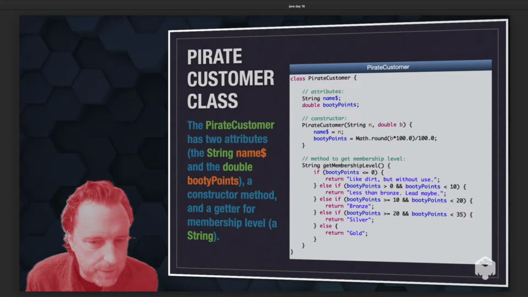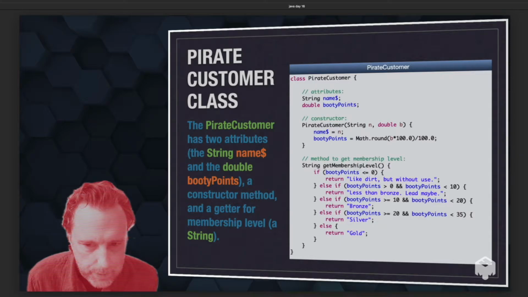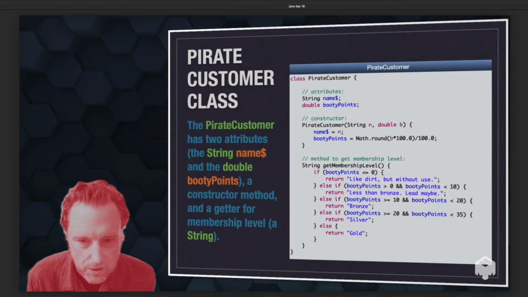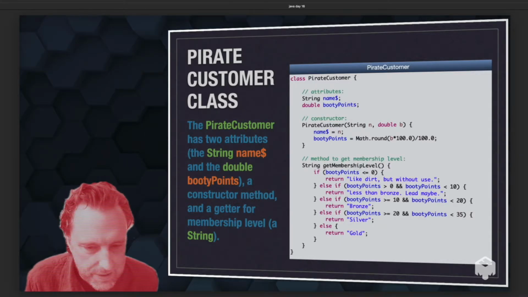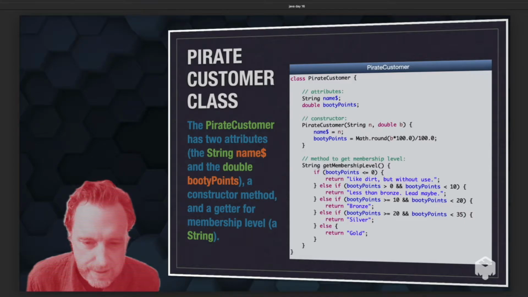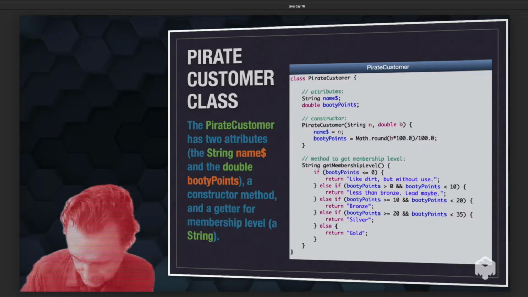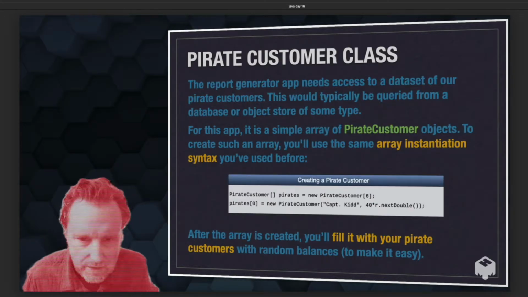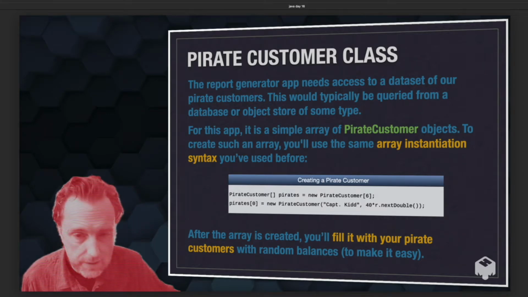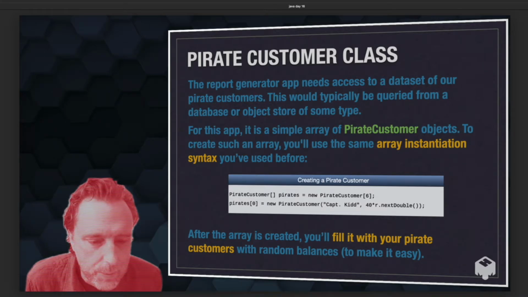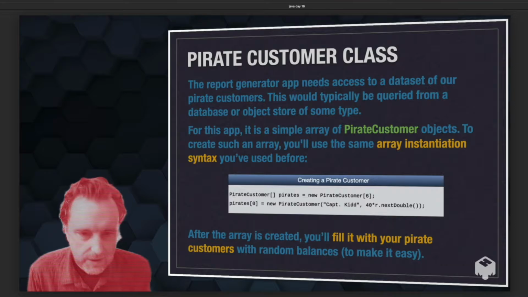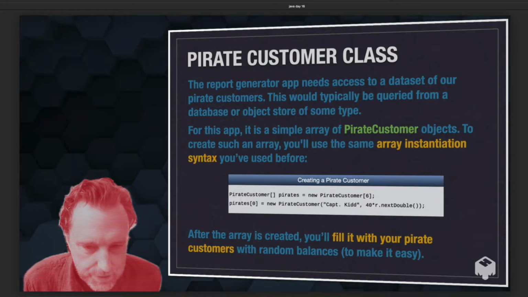And then the getMembershipLevel method, again, as promised, just does the evaluation of the loyalty club points based on a sequence of if tests, and assigns either dirt, less than bronze, silver, or gold as the membership level. All right, so we're going to switch at some point to Eclipse and play around with this, but I want to cover the mechanics of what we're doing in a little bit more detail first, so that you have a sense of what you're going to be looking at.